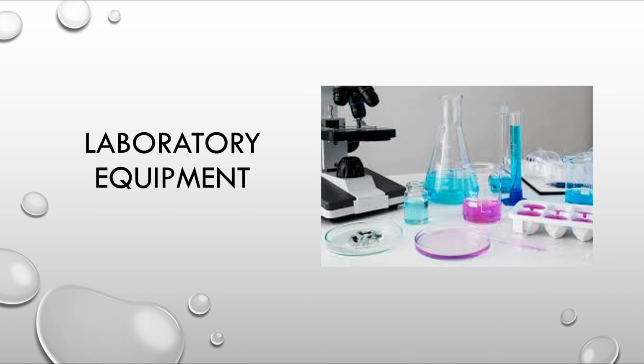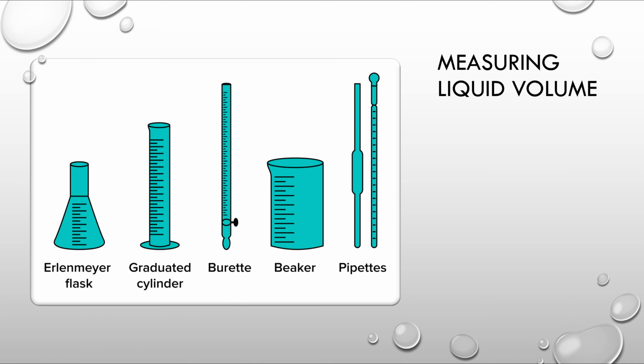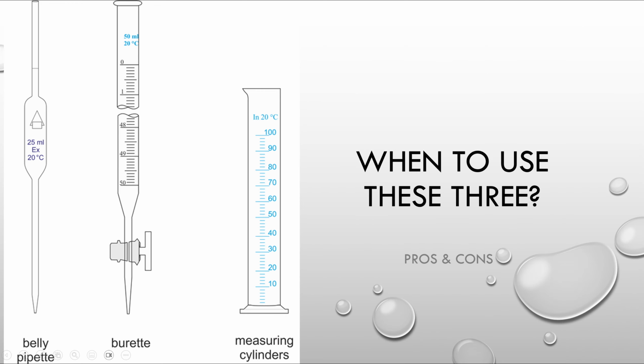To start with the laboratory equipment. First, the equipment used to deal with liquids are the flask, graduated cylinder, burette, beaker, pipettes. For the flask and the beaker, we only use them in experiments for mixing or other experiments, but never for measurement, even though they are graduated, but they're extremely inaccurate. For measuring, we use one of these three, either a pipette, a burette, a measuring cylinder.